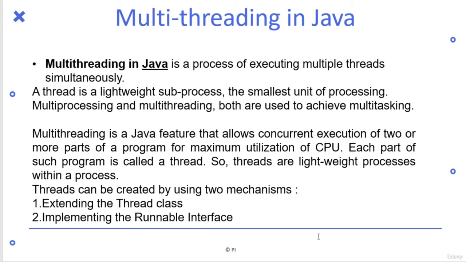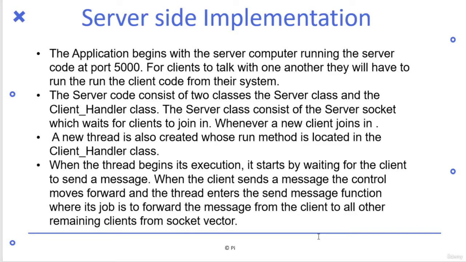So let us see the deep implementation of this. I am taking the server side implementation. The application begins with the server computer running the server code on a port, say 5000. I chose 1500 here. You can choose 5000 or any other port. For clients to talk with one another, they will have to run the client code on their systems.